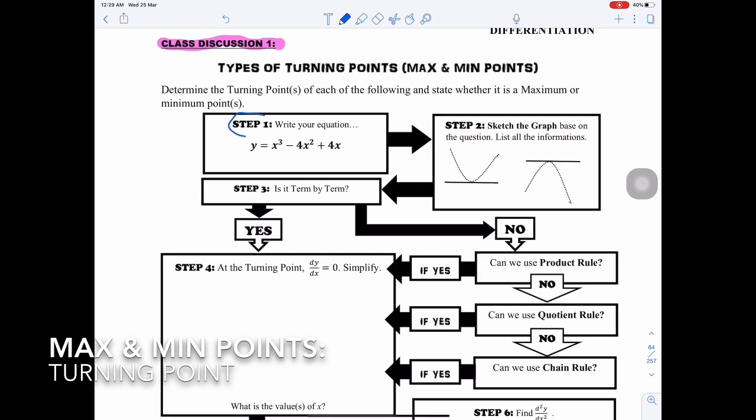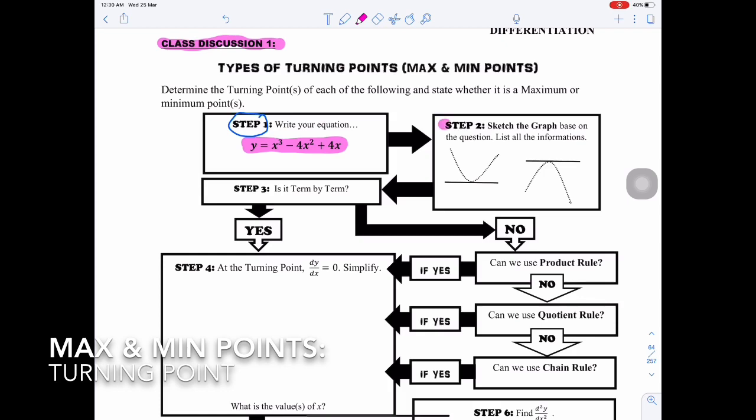Step 1, write your equation. The equation is already given, which is y equals x cubed minus 4x squared plus 4x. For this equation, we want to determine the turning point. The turning point of the equation is a maximum point or a minimum point. Step 2, I will explain further about what is a maximum and minimum point.